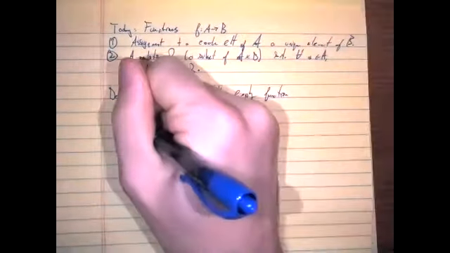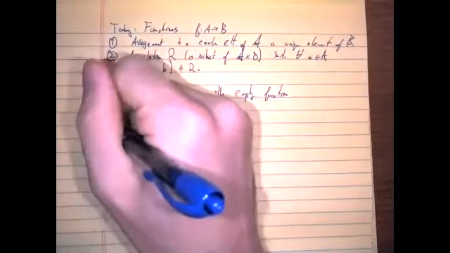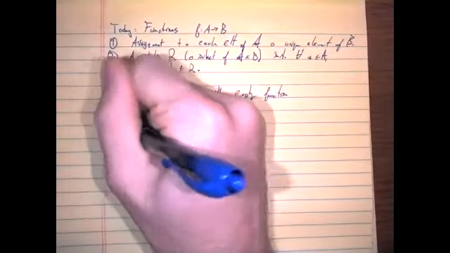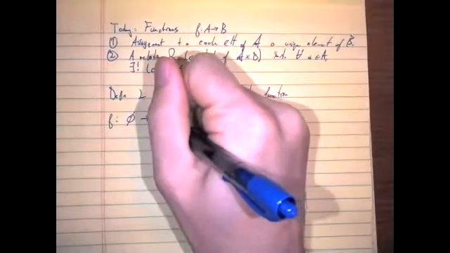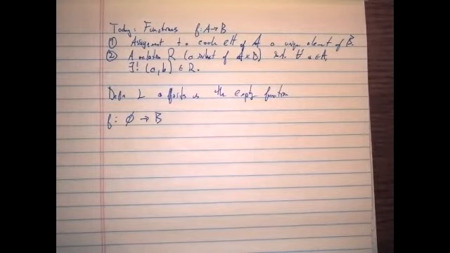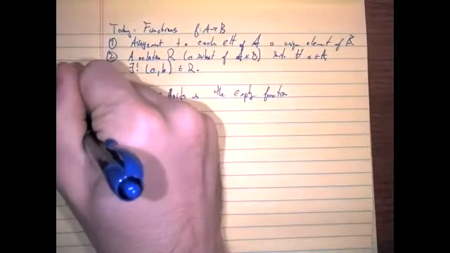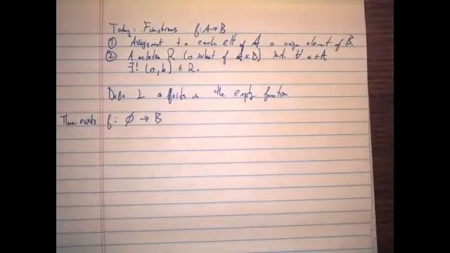So what does definition 2 afford us? Definition 2 affords us the empty function. I claim there exists some function, which I'll call f, from the empty set to B, where B is any non-empty set. So there exists f from the empty set to B, and actually there exists a unique empty function.